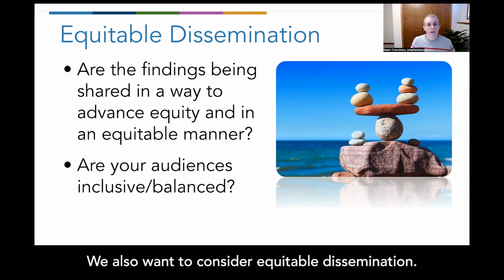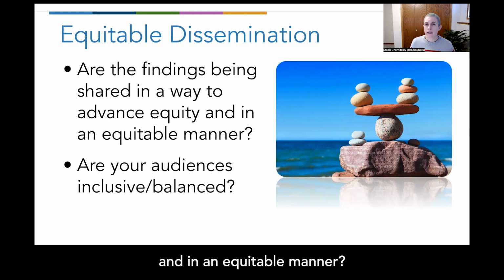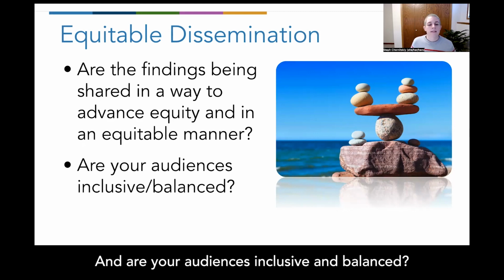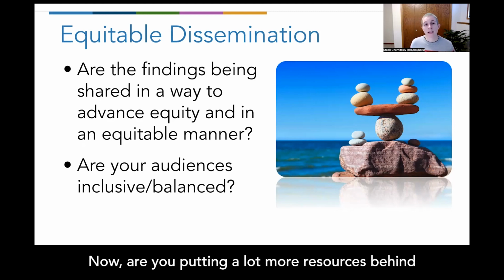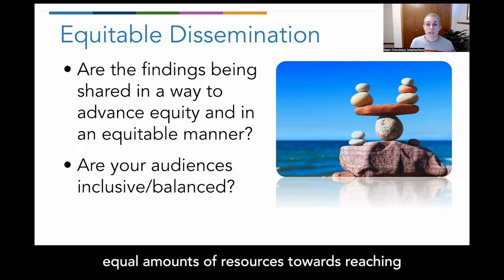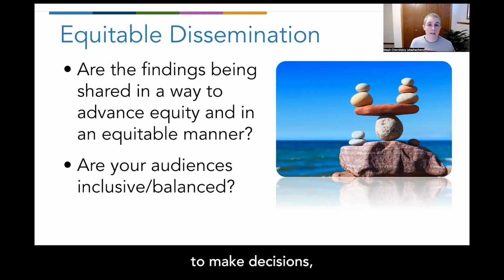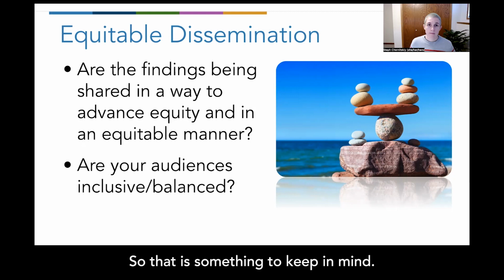We also want to consider equitable dissemination. Are the findings being shared in a way to advance equity and in an equitable manner? And are your audiences inclusive and balanced? So we saw on our audience list that we had policymakers, we also had community members. Now, are you putting a lot more resources behind reaching policymakers? Really, you should be putting equal amounts of resources towards reaching both the people who have the power to make decisions, but also the people who are most impacted by whatever the research is that you're studying. So that is something to keep in mind.